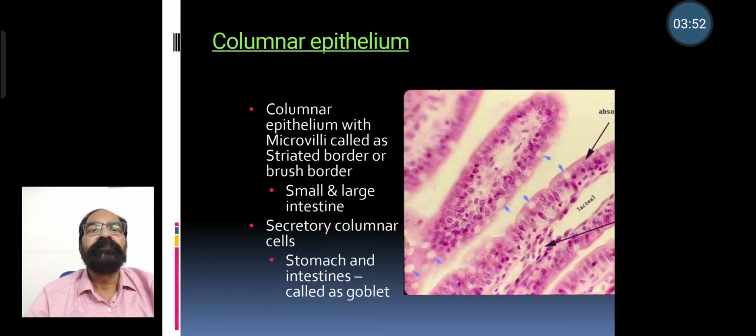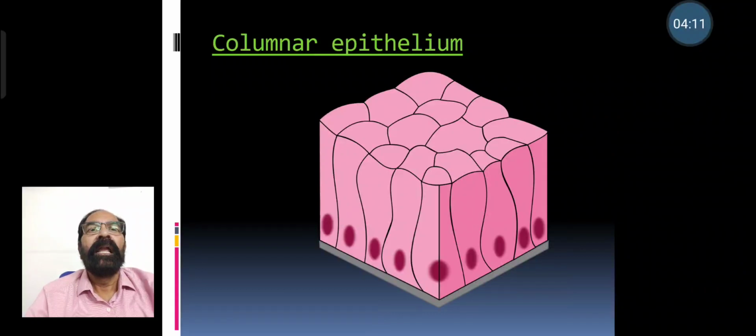In columnar epithelium, some have microvilli called striated border or brush border. These are present in small and large intestine. Some cells are also secretory columnar cells which are in the stomach and intestine, which are called goblet cells. The picture shows the columnar epithelium, they are tall and the ratio is 1:4.